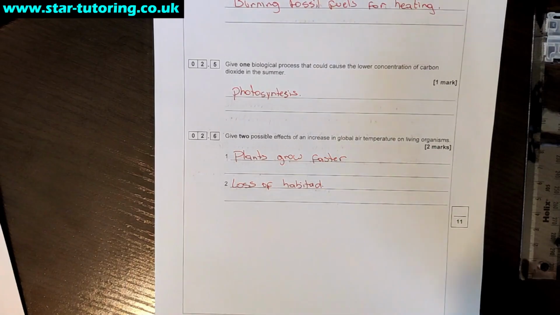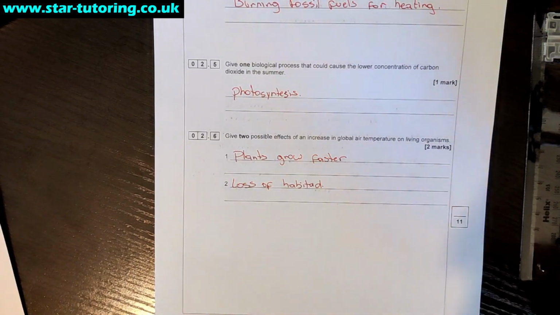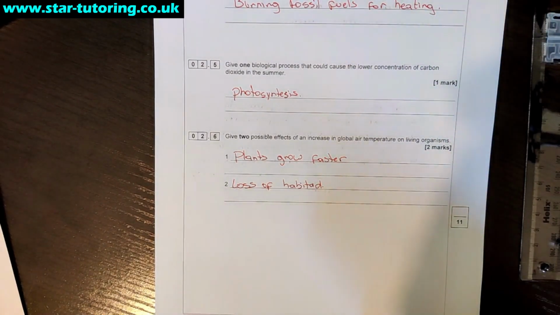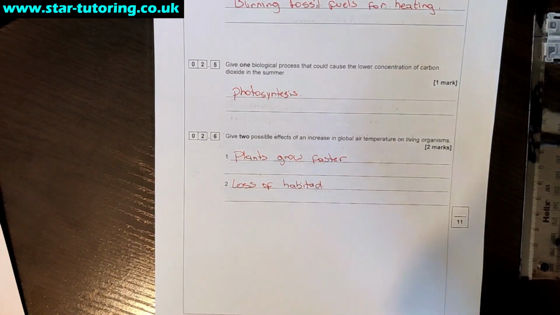Now the one that says habitat loss, we can count that as water being evaporated. We can count forest fires, and that will lead to loss of habitat of different animals, different species. But again, because it's not asking you to explain it, all you have to do is give the possible effects. Okay, and that's it. That is question 2 from the 2019 paper 2 biology triple. So I'll see you in the next video for question number 3.